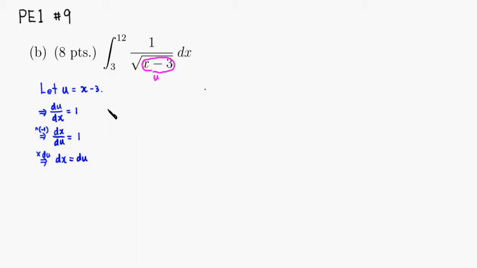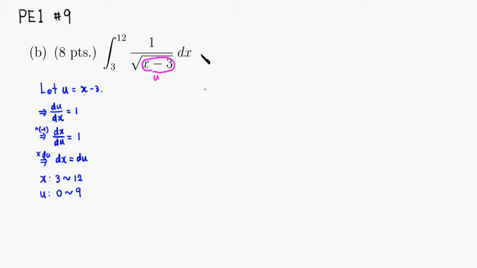Then the lower limit and upper limit. So x goes from 3 to 12. Then the corresponding u values would be, 3 plugged in here, 3 minus 3 is 0, so u starts from 0, to 12 minus 3 is 9. So it goes from 0 to 9.